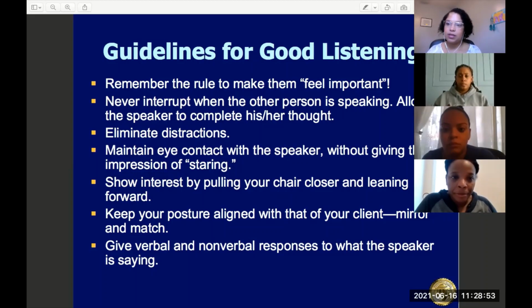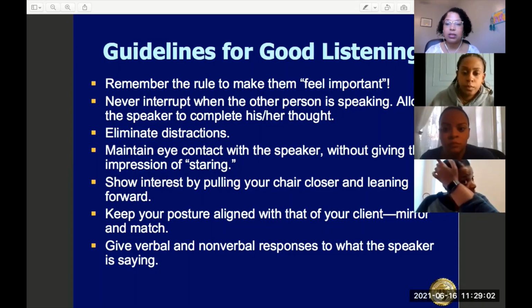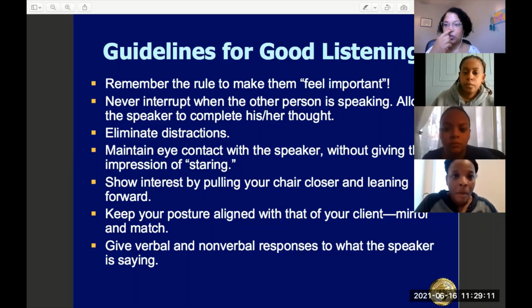You want to do your best to eliminate distractions when you're speaking with someone and you're having a coaching session. You want to maintain eye contact with the speaker without giving the impression that you're staring. One way to do that is by looking in between their nose and the forehead, like in here, instead of in their eyes. You want to show interest by pulling up a chair, leaning close.